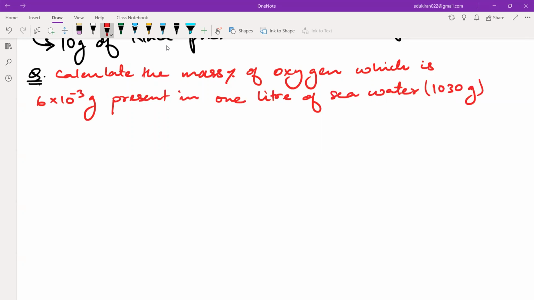So this is the mass of the seawater, a solution in which oxygen is dissolved, that is 6 into 10 to the power minus 3 grams. You have to calculate the mass percentage. Please write this question.